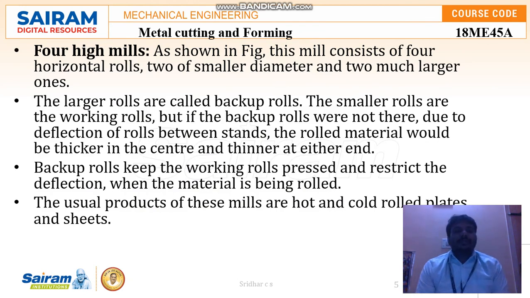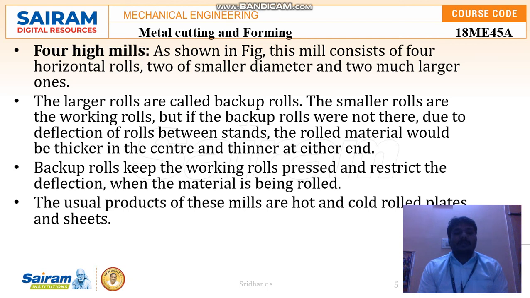The four high mill is what I showed in the figure. This mill consists of four horizontal rolls, two of smaller diameter and two larger ones. The larger rolls in the diagram are called backup rolls, and the smaller rolls are called working rolls.